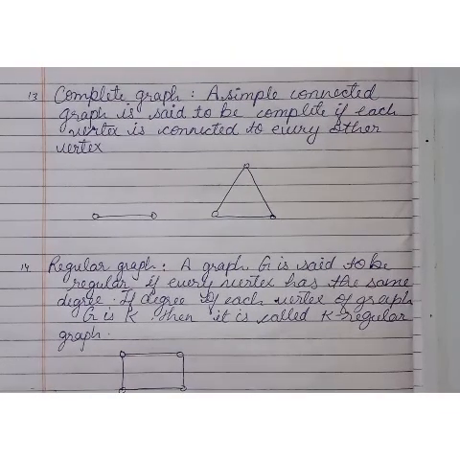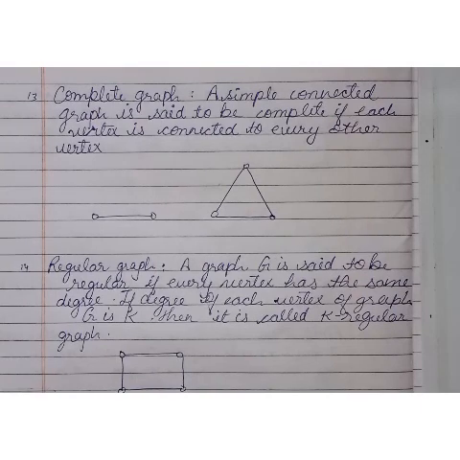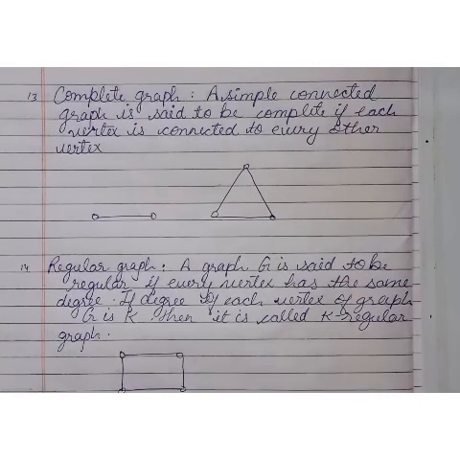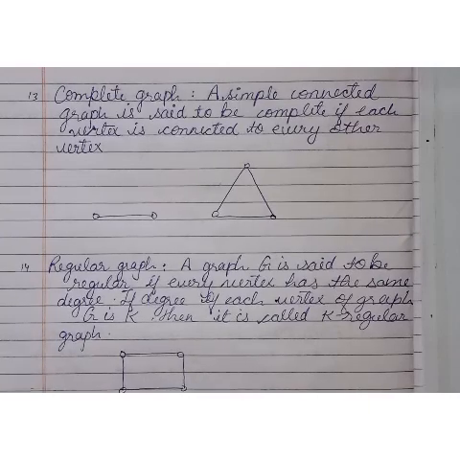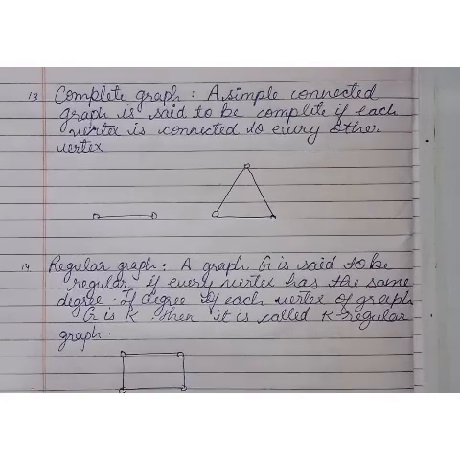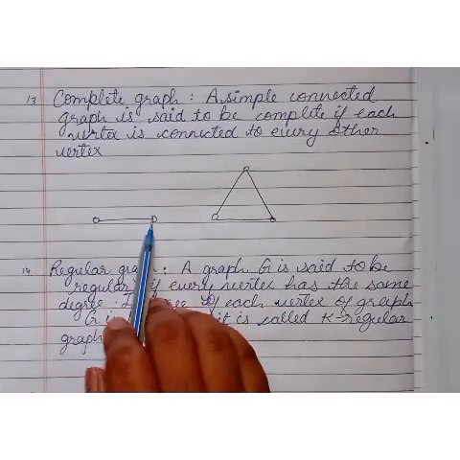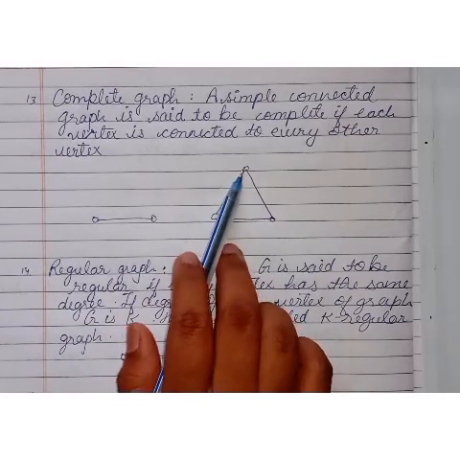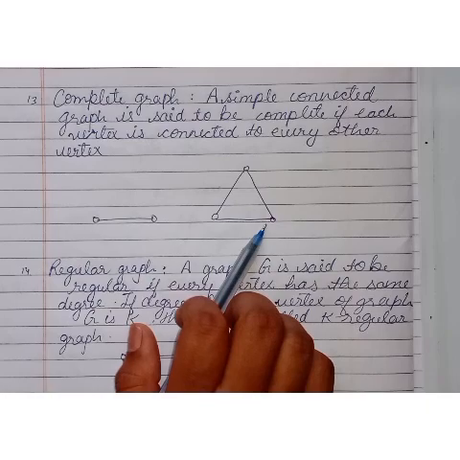Complete graph. A simple connected graph is said to be complete if each vertex is connected to every other vertex. It means in this type of graph, the vertices are connected to each other. There are 2 examples. This vertex is connected to the next one, and in this triangle all the vertices are connected to each other. So this is a complete graph.